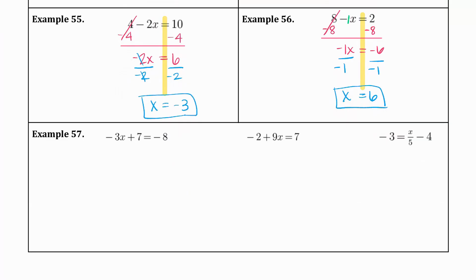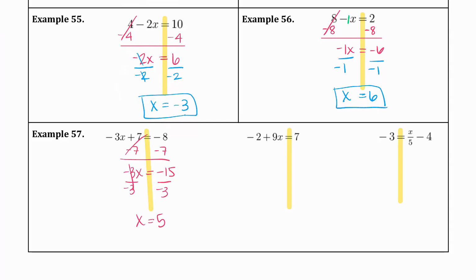Okay, a few more. Solve the same way. We have negative 3x plus 7 equals negative 8. Our goal is to isolate the x. The first thing I'm going to do is minus 7, and we get negative 3x equals negative 15. Divide by negative 3. We end up with x equals negative 15 divided by negative 3, positive 5.